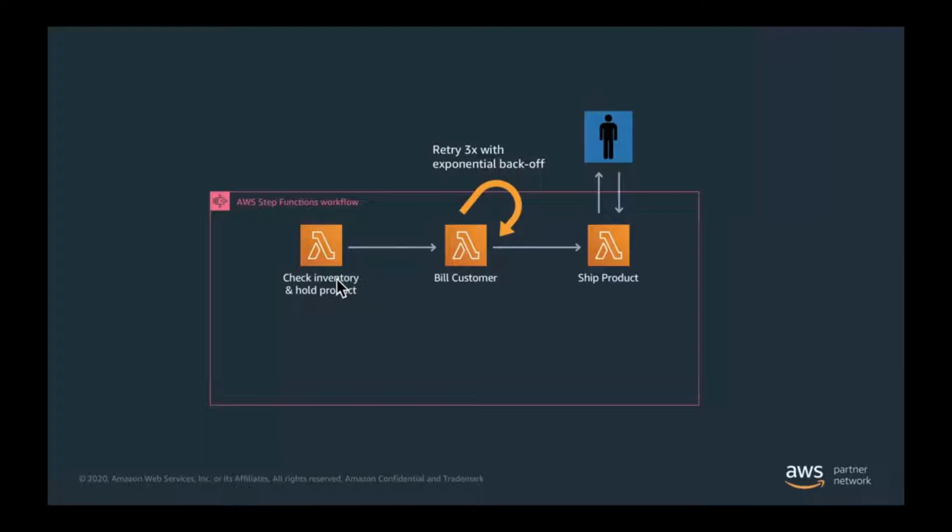Let's say that shipping the product involved a human that would obviously put the package in a box and ship it out, and then they had a button that they can click, either via their smartphone or a computer application, once they had shipped the product. Well, you can implement that as well using Step Functions, using something called the Callback Pattern, which we'll get into, and that makes human interactions very easy.